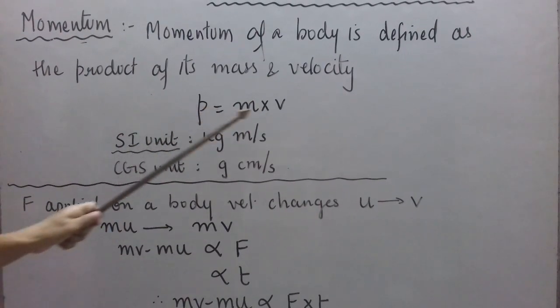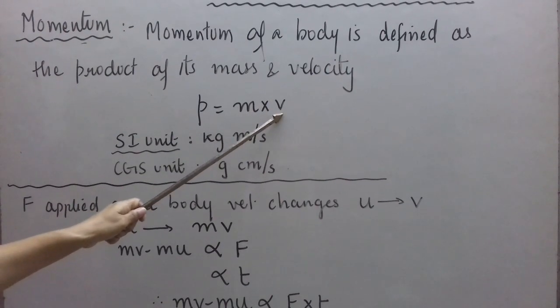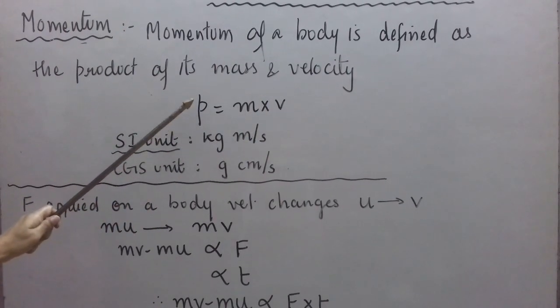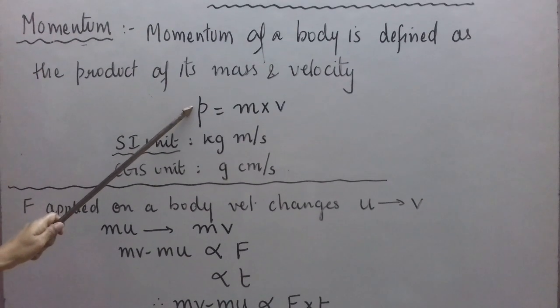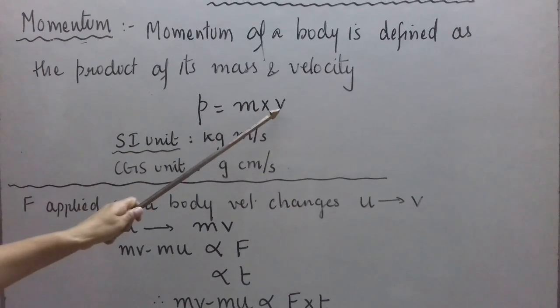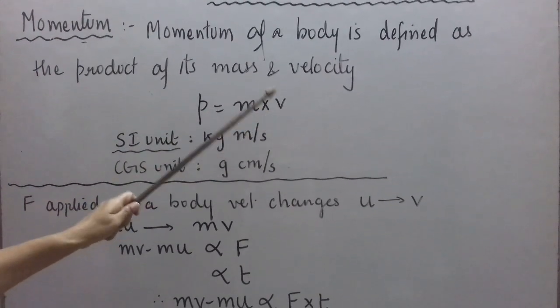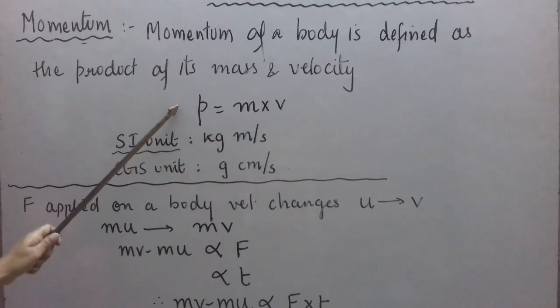Now students, mass is a scalar, but velocity is a vector quantity, so momentum is also a vector quantity. And it has the same direction as that of velocity. So the direction of momentum and velocity of a body are the same, and both are vectors.